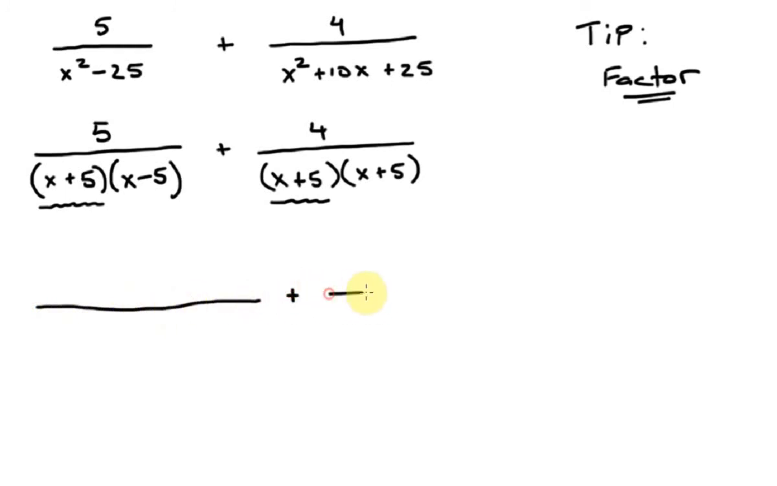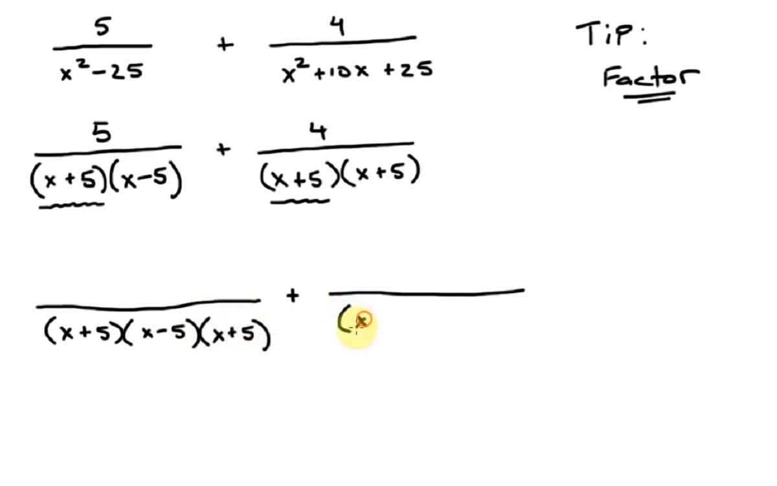So let's set up our two fractions. It's still big, it's still kind of miserable, but we need an x plus 5 and we need an x minus 5. But beyond that, all we really need is one more x plus 5, because over here we have two of them, you see. This is everything we need from this fraction, but the fraction on the right needs one more x plus 5. So there's my common denominator: x plus 5, x minus 5, and an x plus 5.